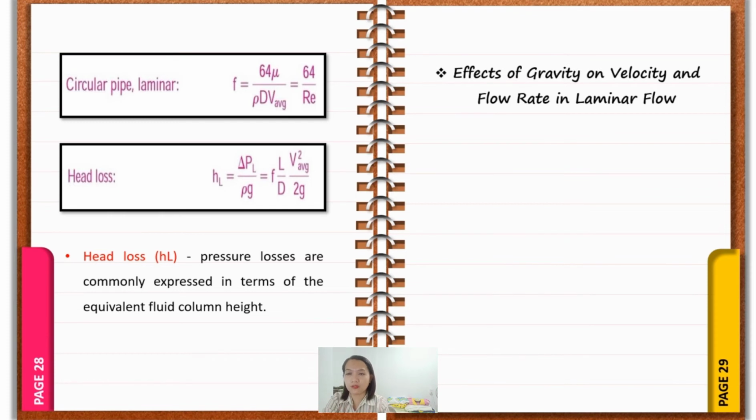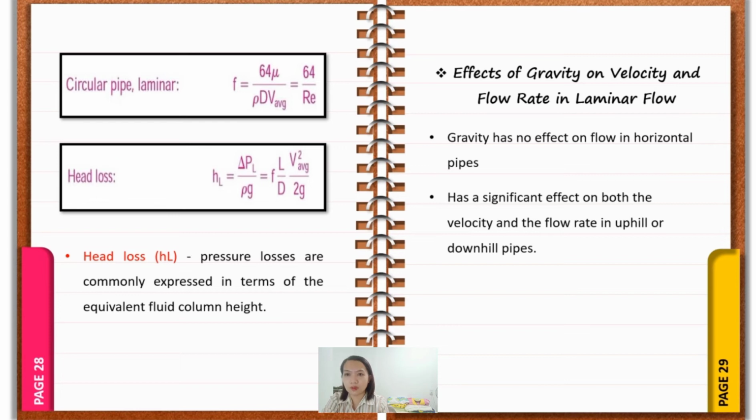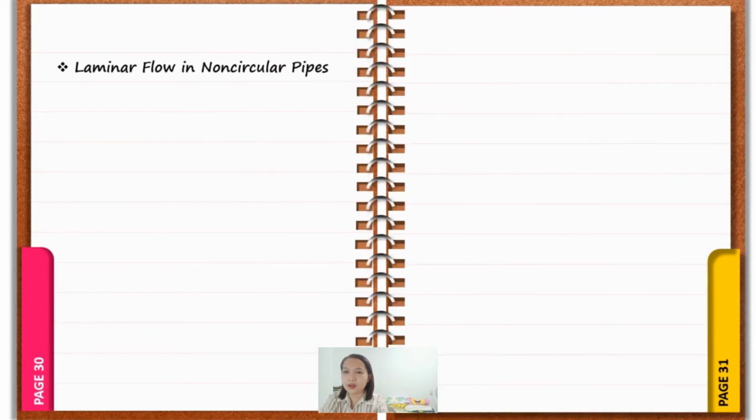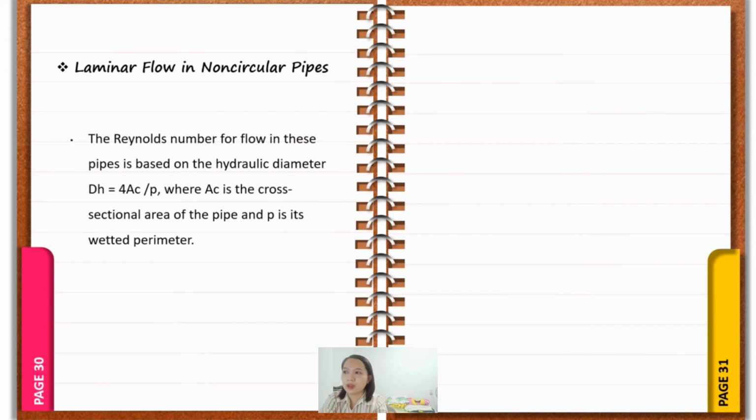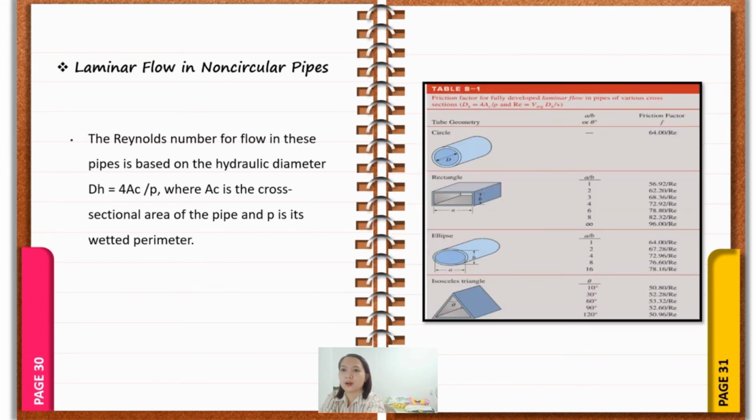So, the effects of gravity on velocity and flow rate in laminar flow: there is no effect of gravity on flow in horizontal pipes. It has a significant effect on both the velocity and the flow rate in uphill or downhill pipes. In non-circular pipes, the Reynolds number for flow in this pipe is based on the hydraulic diameter. Dh is equal to 4Ac over P, where Ac is the cross-sectional area of the pipe and P is its wetted perimeter.